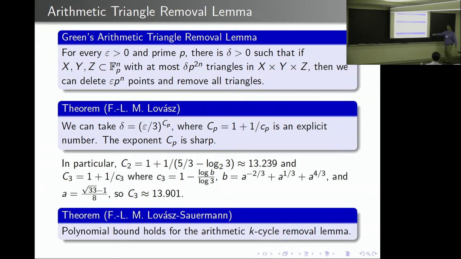And we don't know the right exponent for this, so we get a bound, but we don't know what the right bound is. Okay, so that was the first application, and it would be interesting to get more general removal lemmas, whether or not we can get the polynomial bounds in those settings as well.